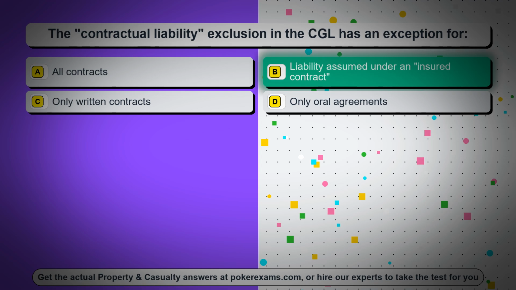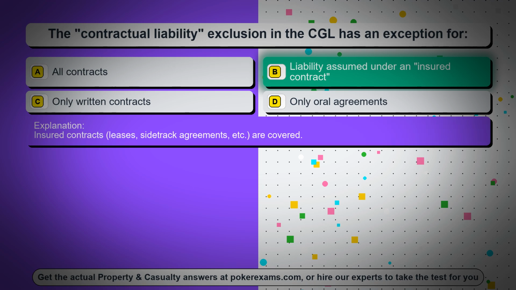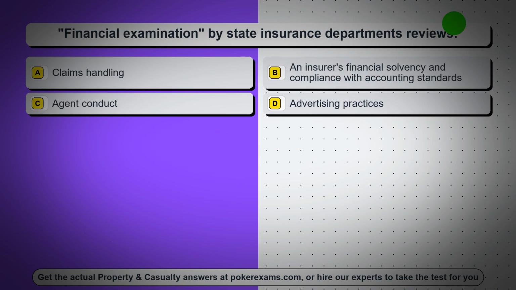Liability assumed under an insured contract. Insured contracts, leases, sidetrack agreements, etc., are covered. Question 64. Financial examination by state insurance departments reviews.